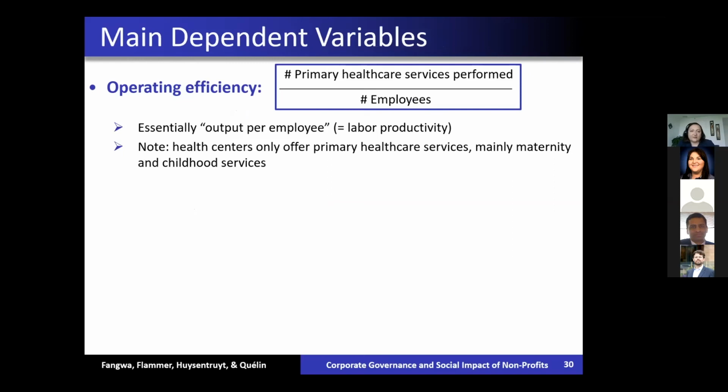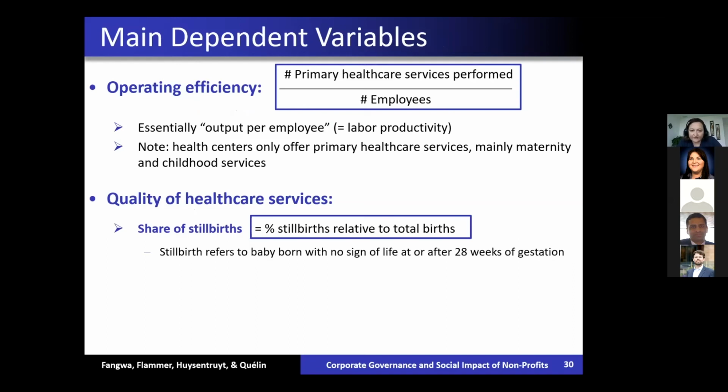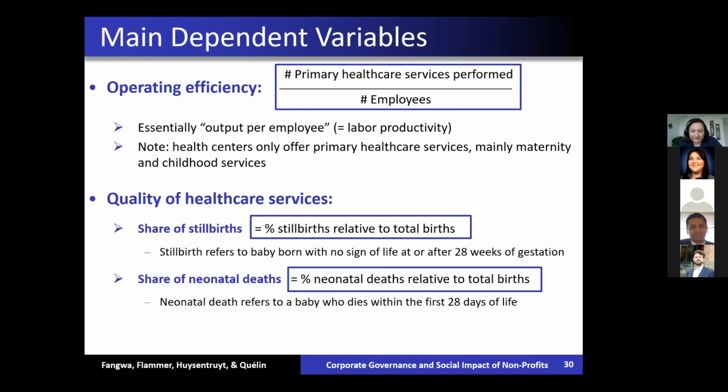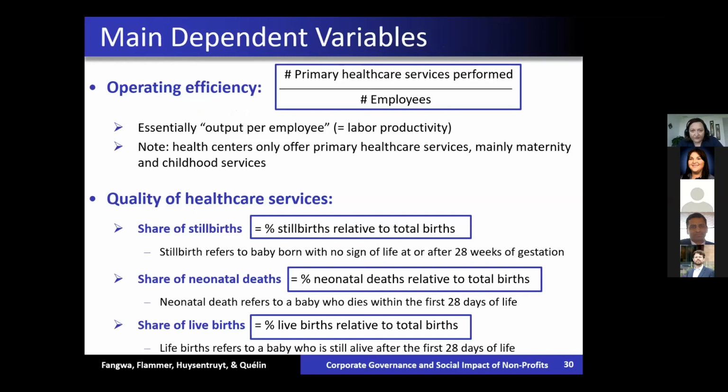Let me introduce the main dependent variables. So to capture operating efficiency, we compute the ratio of number of primary healthcare services provided per employee. In a sense, this is a measure for labor productivity. Then for quality of healthcare services, we use 3 measures. This is the share of stillbirths, the share of neonatal deaths, and the share of live births, which is the complement to the other 2.